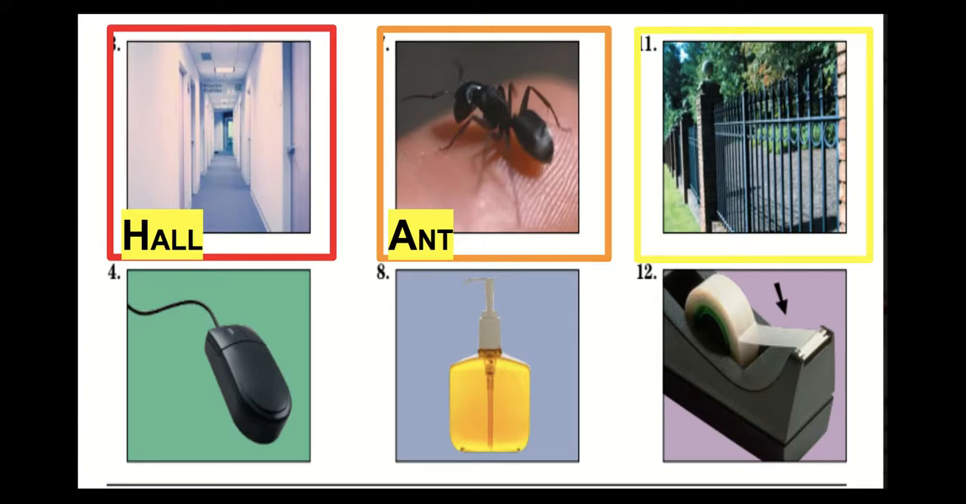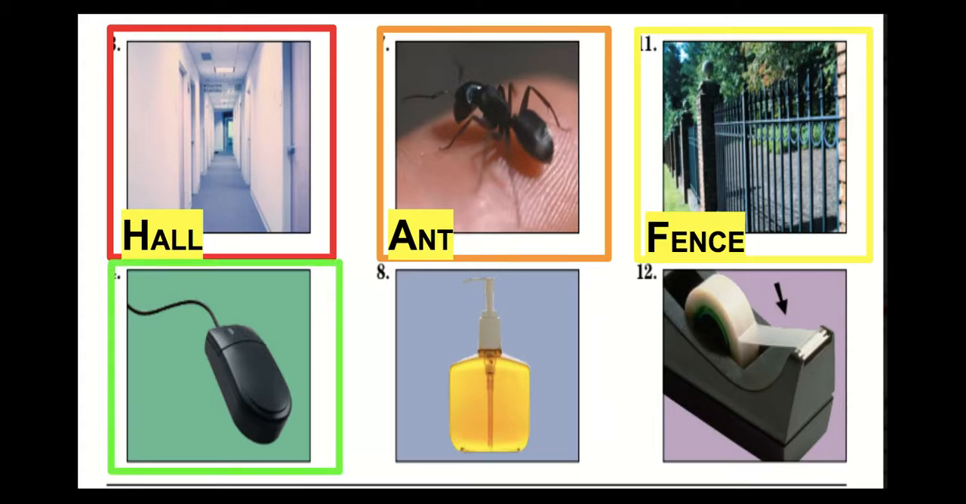Fence. The letter F. Fence. In the green picture, in the second row, what is the letter you hear first in the word mouse? Mouse. The letter M.